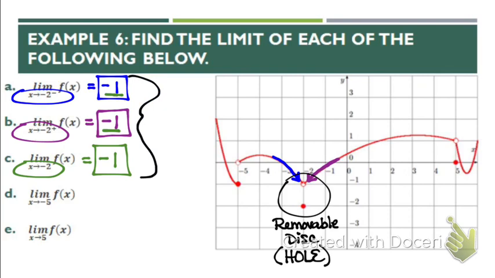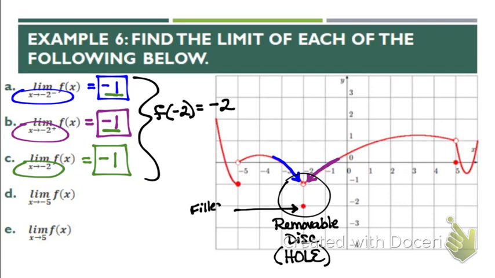If I were to ask you to evaluate f of negative 2, what would it evaluate to? Negative 2. This right here is my filled in dot. So that ordered pair is negative 2, negative 2. It evaluates to a very different value than where the limit is.